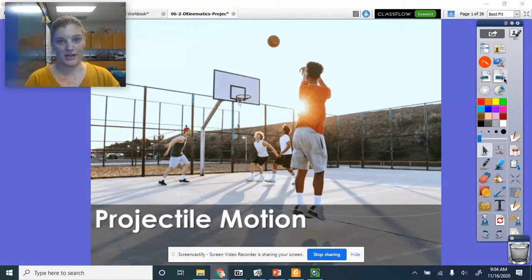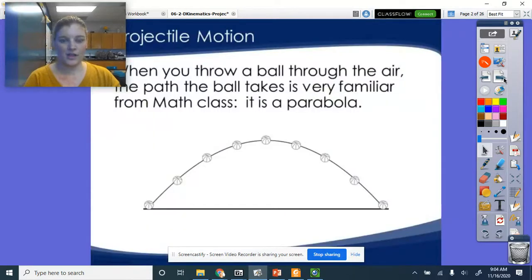Most of the notes are already in your packet, but please follow along with the video and add things as needed. So the most classic example of projectile motion is like throwing something. So in this case, when we throw a basketball through the air, the path that it takes is super similar to something you've probably seen in math class because it's just a parabola. It's just got that little loop in it and it's heading right back down to where it started.